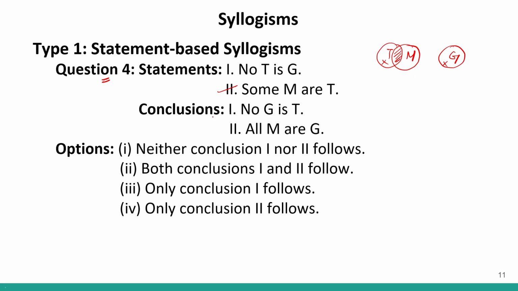Now, coming to the conclusions. Conclusion 1 says no G is T, which is correct because you see the cross over here. T and G will not overlap. So, this is a true conclusion.